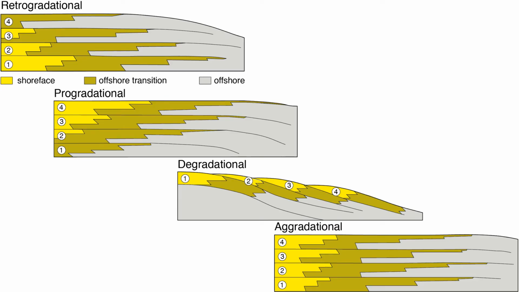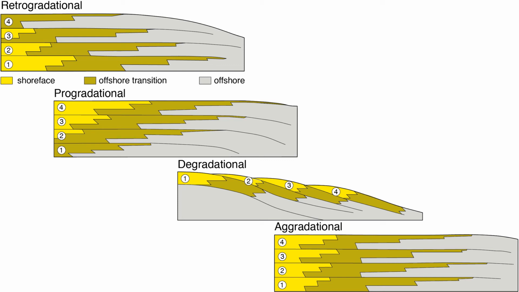So here we can look at all four of them: retrogradational, progradational, forced regression or degradational, and then aggradational. Notice with the progradation, from 1 to 2 to 3 to 4, we're still kind of stacking up but out, and with degradational, we're stacking down and out. Retrogradational is moving landward, aggradational just moves up. So those are our four parasequence set types.